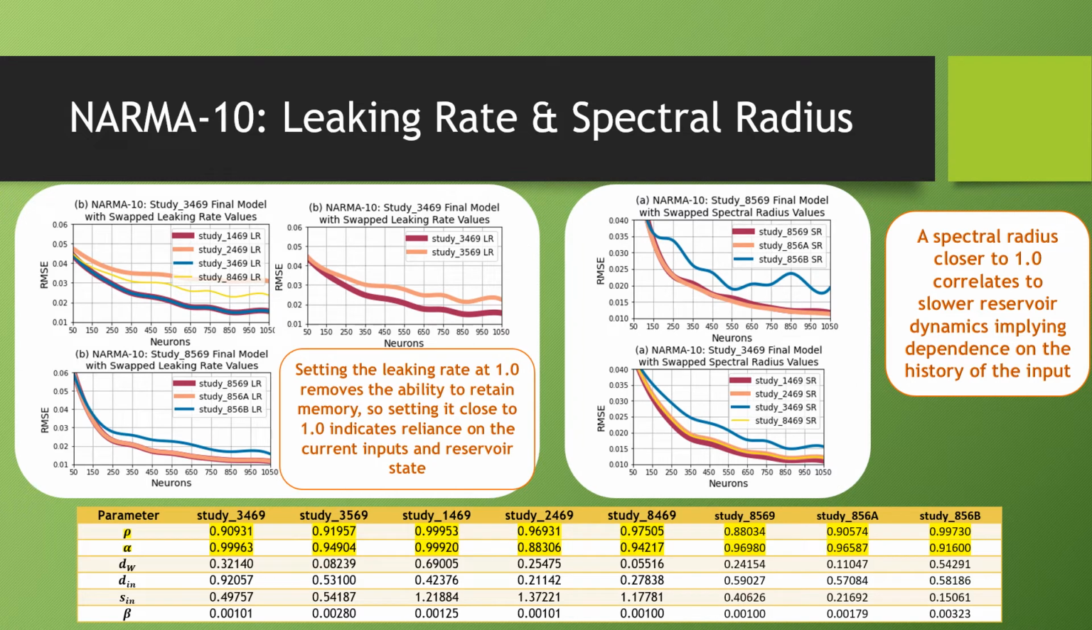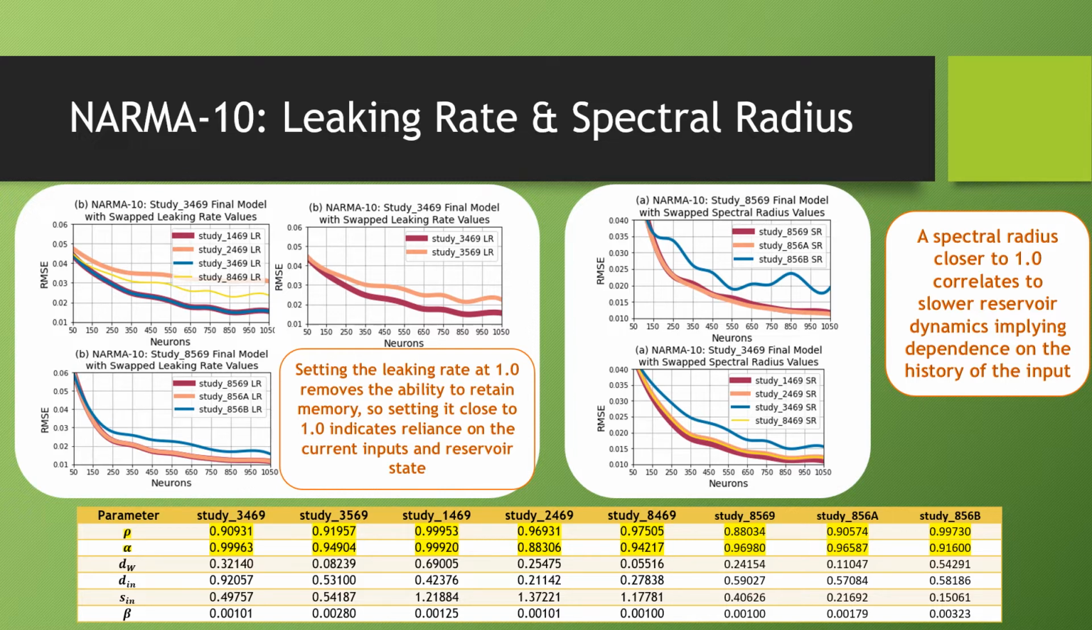The graph on the left shows several models with their finalized parameter set minus the leaking rate value, which has been swapped out with values from other studies. For NARMA 10 there was a preference toward values closer to 1, which indicates reliance on the current reservoir state and current input without the need for memory. Several NARMA 10 models from the literature do not even use the leaking rate term, which coincides with these results.